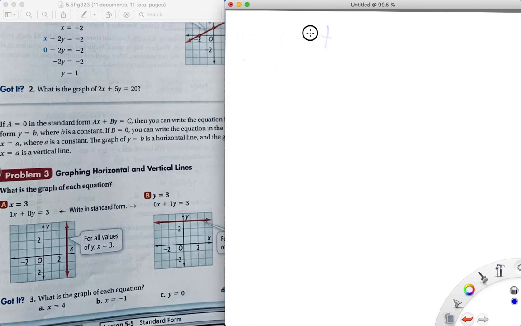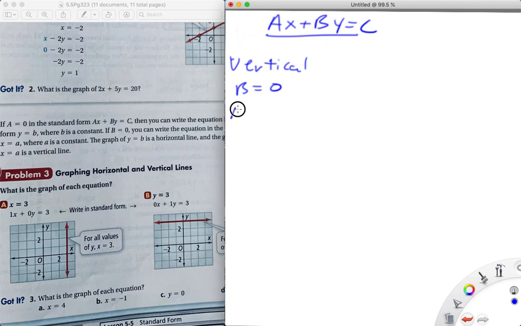Let's go back. So standard form, right? Ax plus By equals C. So when we talk about a vertical line, B is 0. So it's going to be in the form of Ax plus 0y equals C, which is Ax equals C.